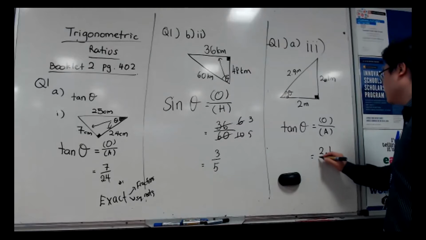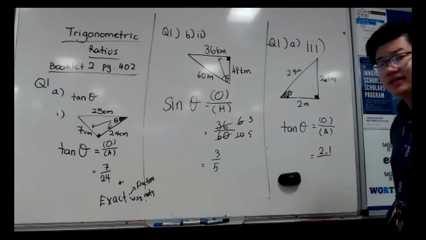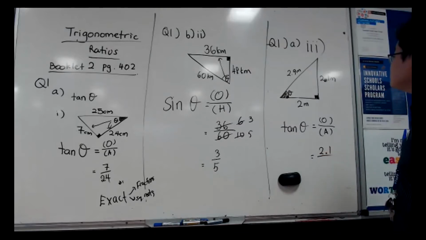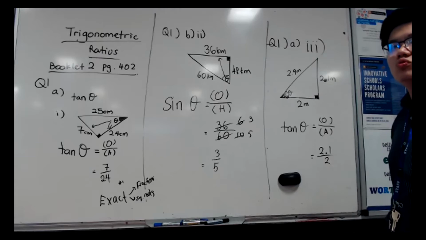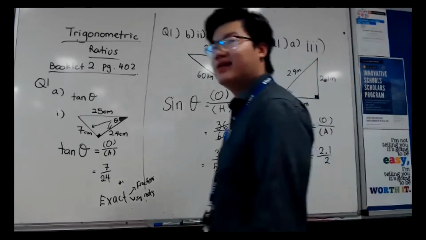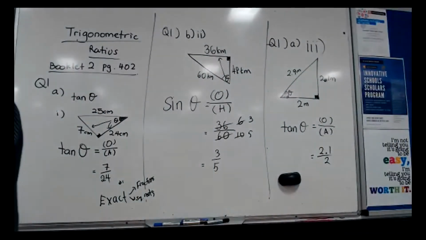2.1. So 2.1 over what's the adjacent? 2. Very good. Now, the exact value. What's the exact value there? Well, that's a fraction, isn't it? 2.1 divided by 2. Now, what is it in fractions?